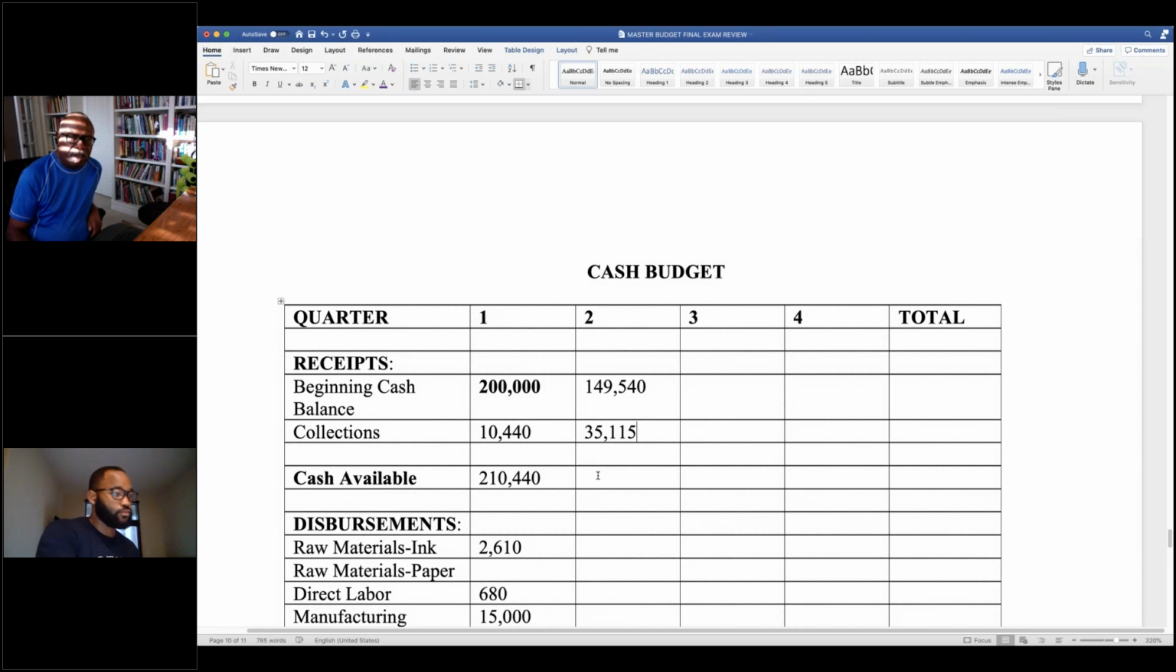So how much cash you got available? So that's 210 plus that 35,115, correct? No, you got still here, you got 149 plus 35. How much is that? It's 184,655.